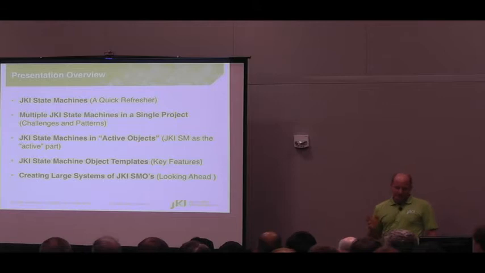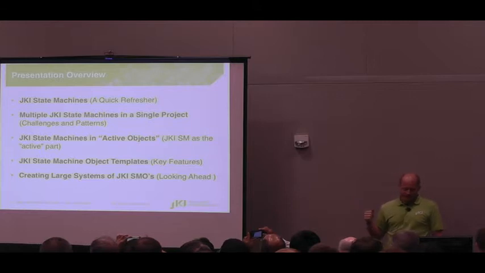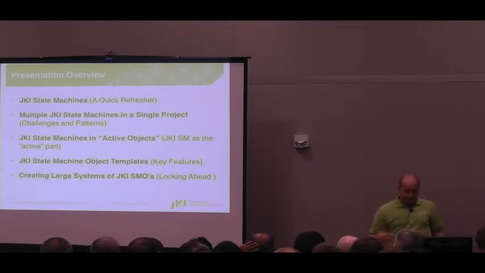I'll give you a quick overview of the presentation. Because everybody's pretty familiar, we'll skip quickly through a quick refresher of the JKI State Machine. And then we'll talk about some of the challenges of using the JKI State Machine in a larger project, which are similar problems that we have using any design pattern state machine in a large project. And we'll take a look at what JKI State Machine objects are, with respect to the state machines being part of the active object. And we'll talk a little bit more about its use in large systems.